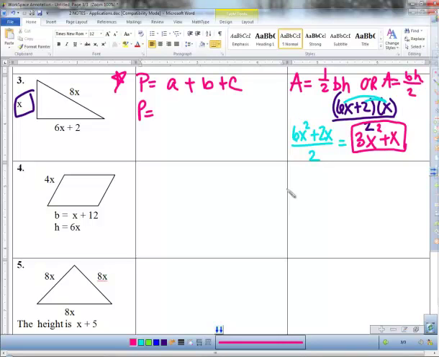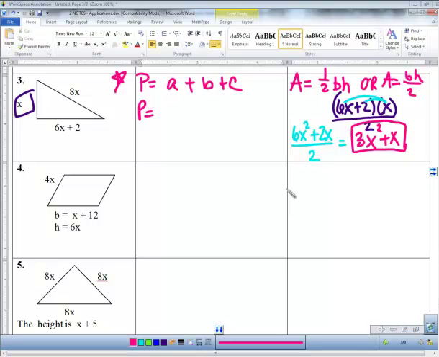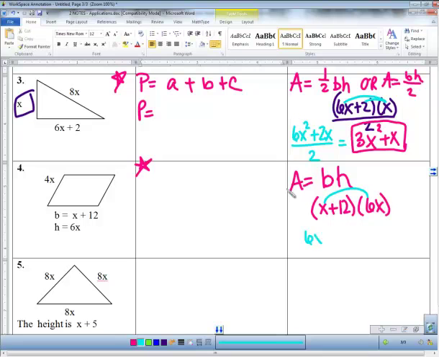Number 4, again, you can do this one on your own for the perimeter. For the area, though, the formula is A equals base times height. So my base here is given to me. It's x plus 12. And then my height is 6x. So when I multiply this, I've got x times 6x gives me 6x squared. And then I've got 12 times 6x, which is a positive 72x. So my area equals 6x squared plus 72x.